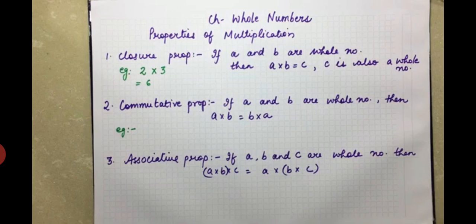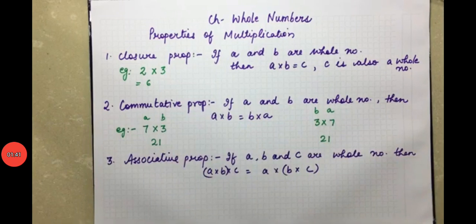Coming to commutative property, it says if A and B are whole numbers, then A cross B equals B cross A. For example, if we take A as 7 and B as 3, 7 multiplied by 3 is 21, and again B cross A, that means 3 multiplied by 7 is also 21. That means if we multiply two whole numbers, the result will be the same if we interchange the position of the numbers.